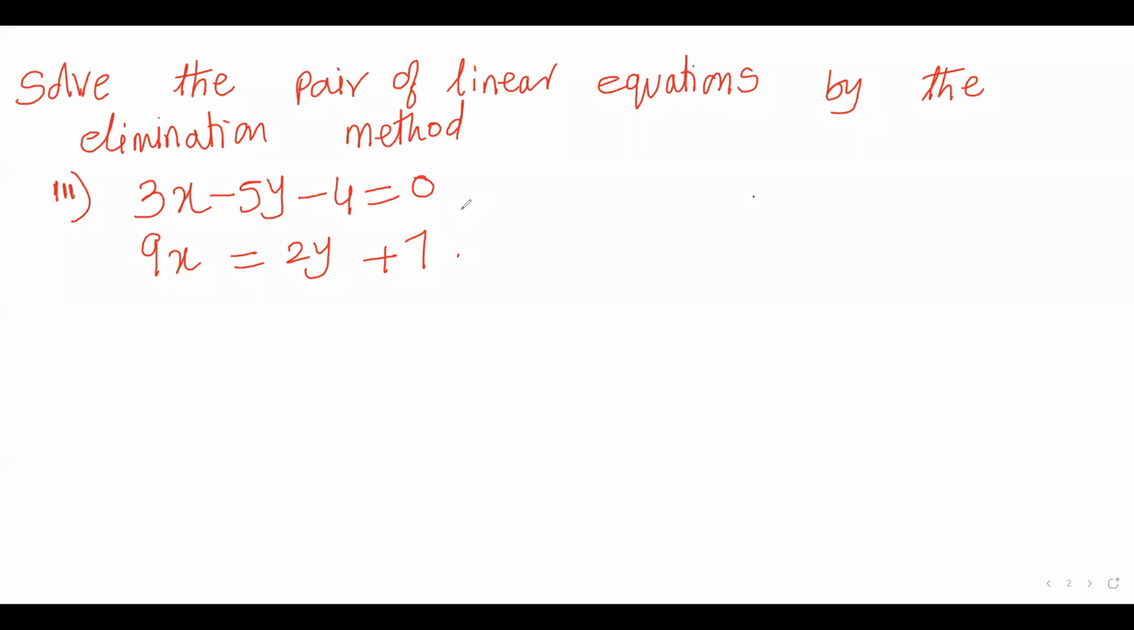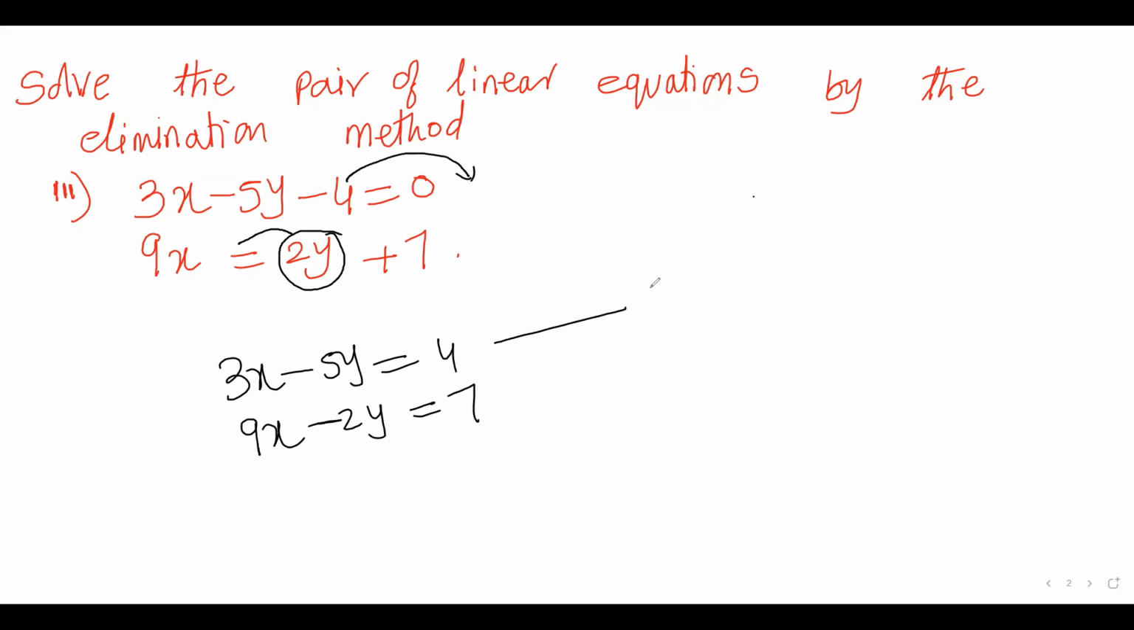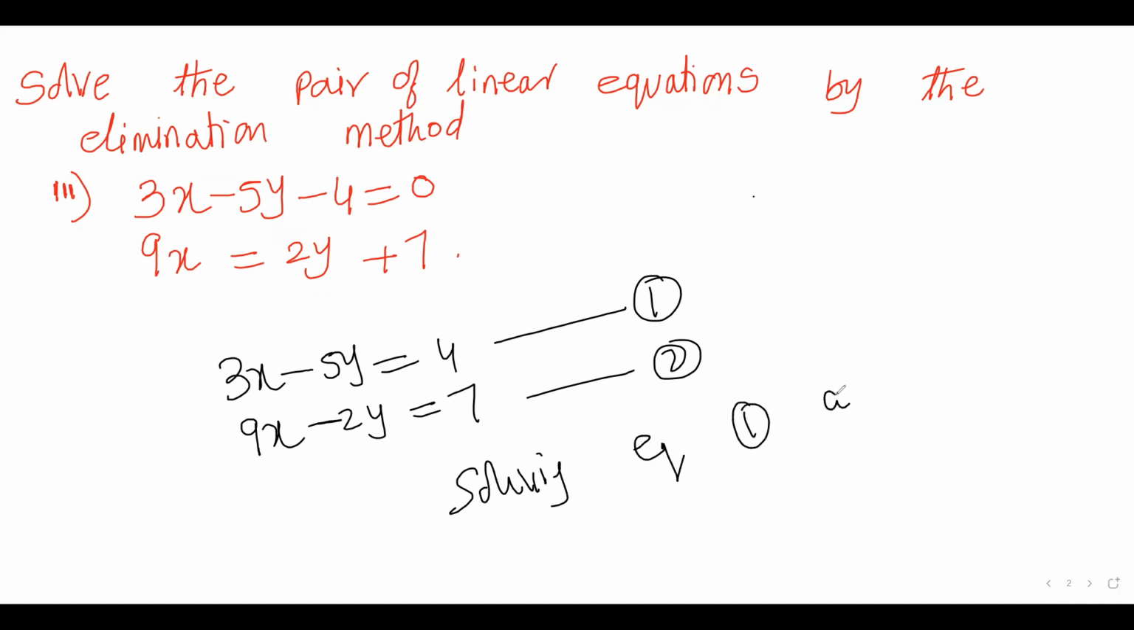Again, two equations are given. We have to solve them using elimination method. So firstly, I will rearrange the given equations. I will take this minus 4 to the other side. 3x minus 5y is equal to 4. And I will transpose this 2y to left hand side. So I will get 9x minus 2y is equal to 7. After rearranging, I will name the equations as 1 and 2. Now let us solve these equations. Solving equation 1 and equation 2, let's write these equations. 3x minus 5y is equal to 4. 9x minus 2y is equal to 7. Is it okay?